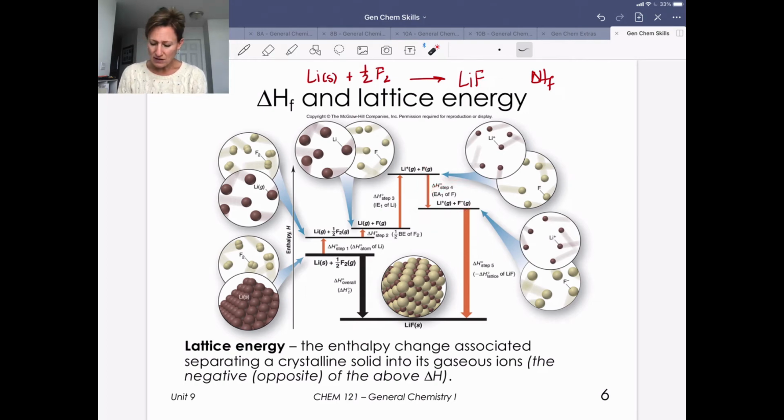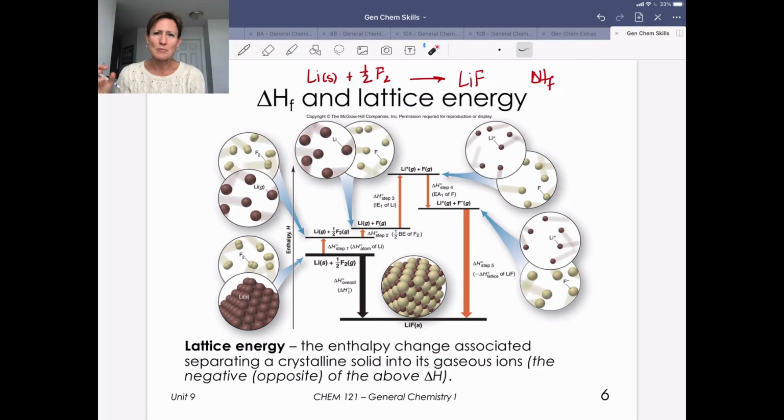Now look what we have here. We've got lithium ions in the gas phase and fluoride ions in the gas phase. Have you guys ever heard of salts wanting to be in the gas phase? No way. So we've got a huge downhill energy that takes these ions as gases and allows them to become a crystalline solid. So that's the whole process.